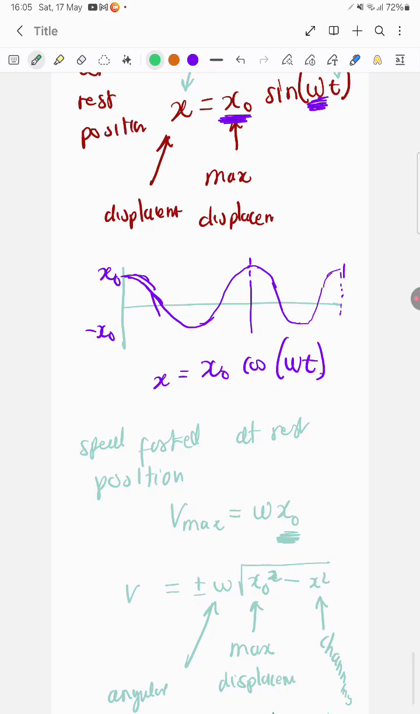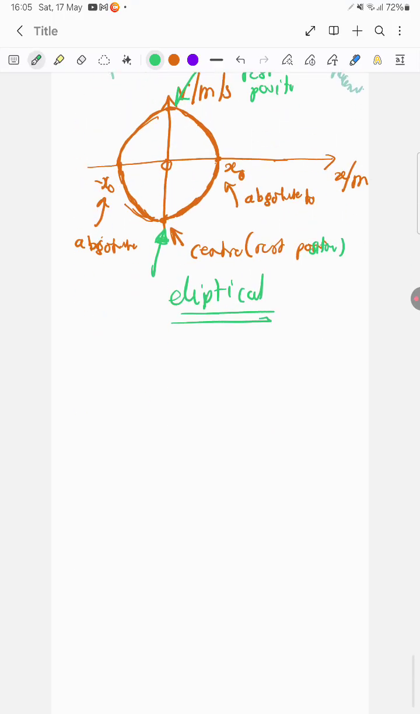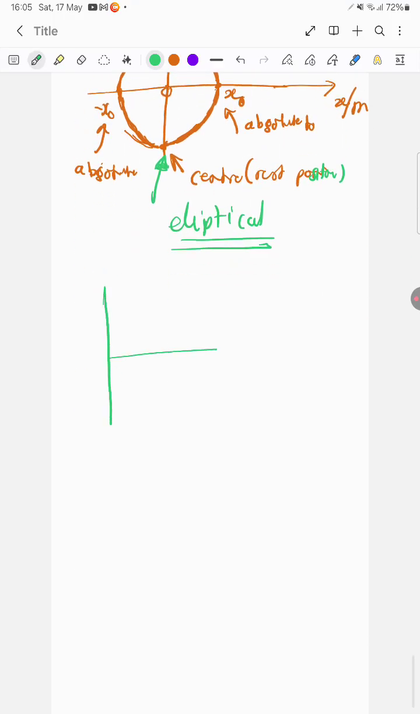However, when I draw displacement against time, I get a cos graph or a sine graph, depending on where you're starting it. If you're starting it in the rest position, it's a sine graph. If you start it at maximum displacement, it's a cos graph. So therefore, you'd expect if you draw a V against T graph.